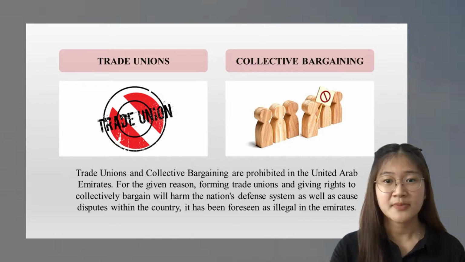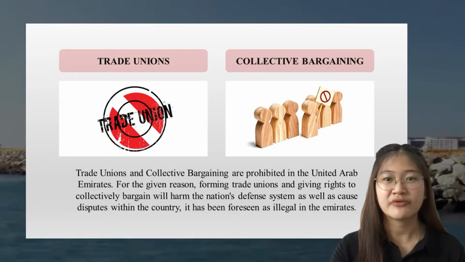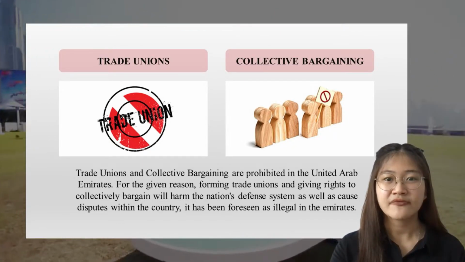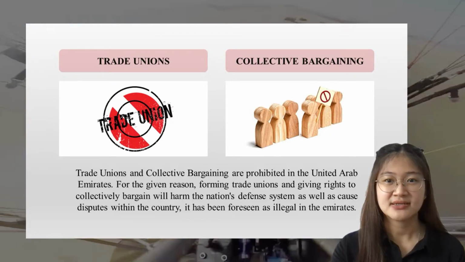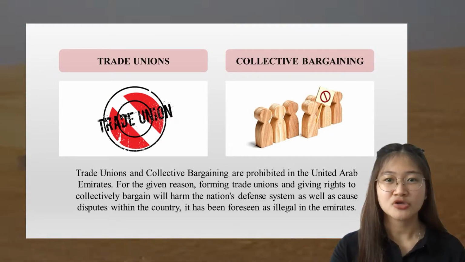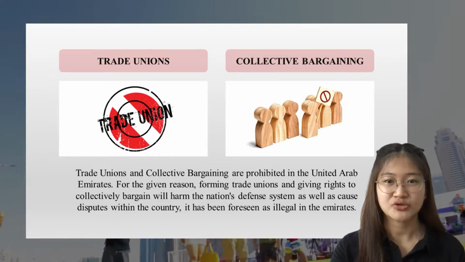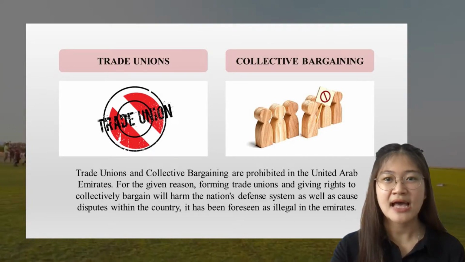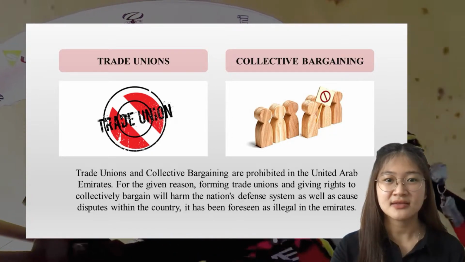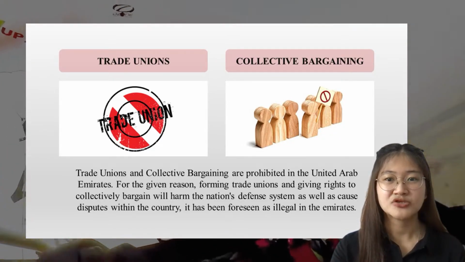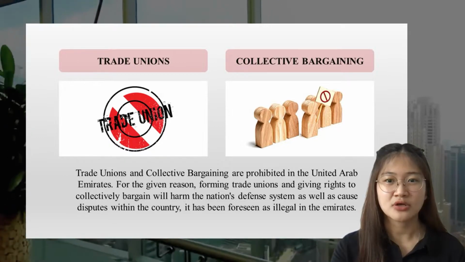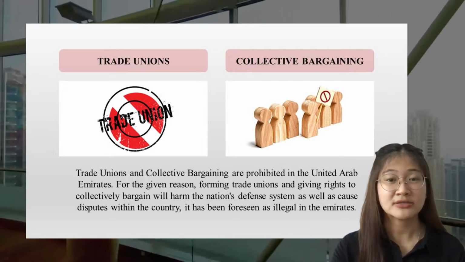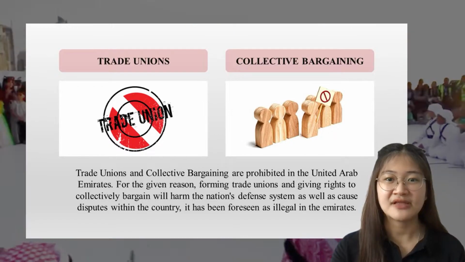However, the government has permitted some professional associations to raise work-related concerns, lobby governments for redress, and register grievances. But these professional associations are constrained under the strict control of the ministry. Since there are no trade unions in the UAE, the International Trade Union Confederation (ITUC) has no affiliate there. In short, the UAE prohibits trade unions and collective bargaining as they are considered a threat to the nation, by causing disputes within the nation and damaging the defense system of the country.